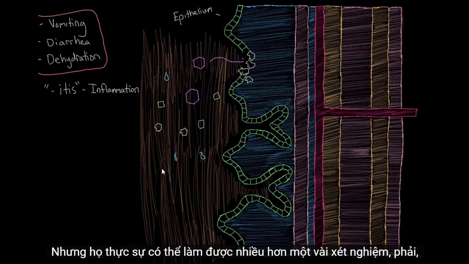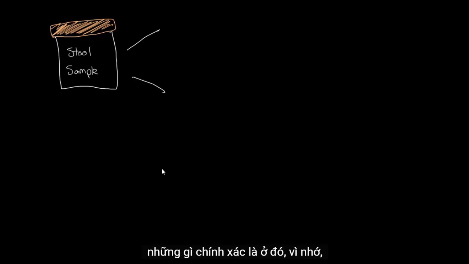But they may actually do a few more tests, right, just to verify a few things. So maybe you want to find out what pathogen exactly is in your system. That way you can know what treatment options you can take. So what the doctor can do is they can order a stool sample. They can then send this sample off to a lab to evaluate what exactly is in there. Because remember, your feces is going to be contaminated with the pathogen.